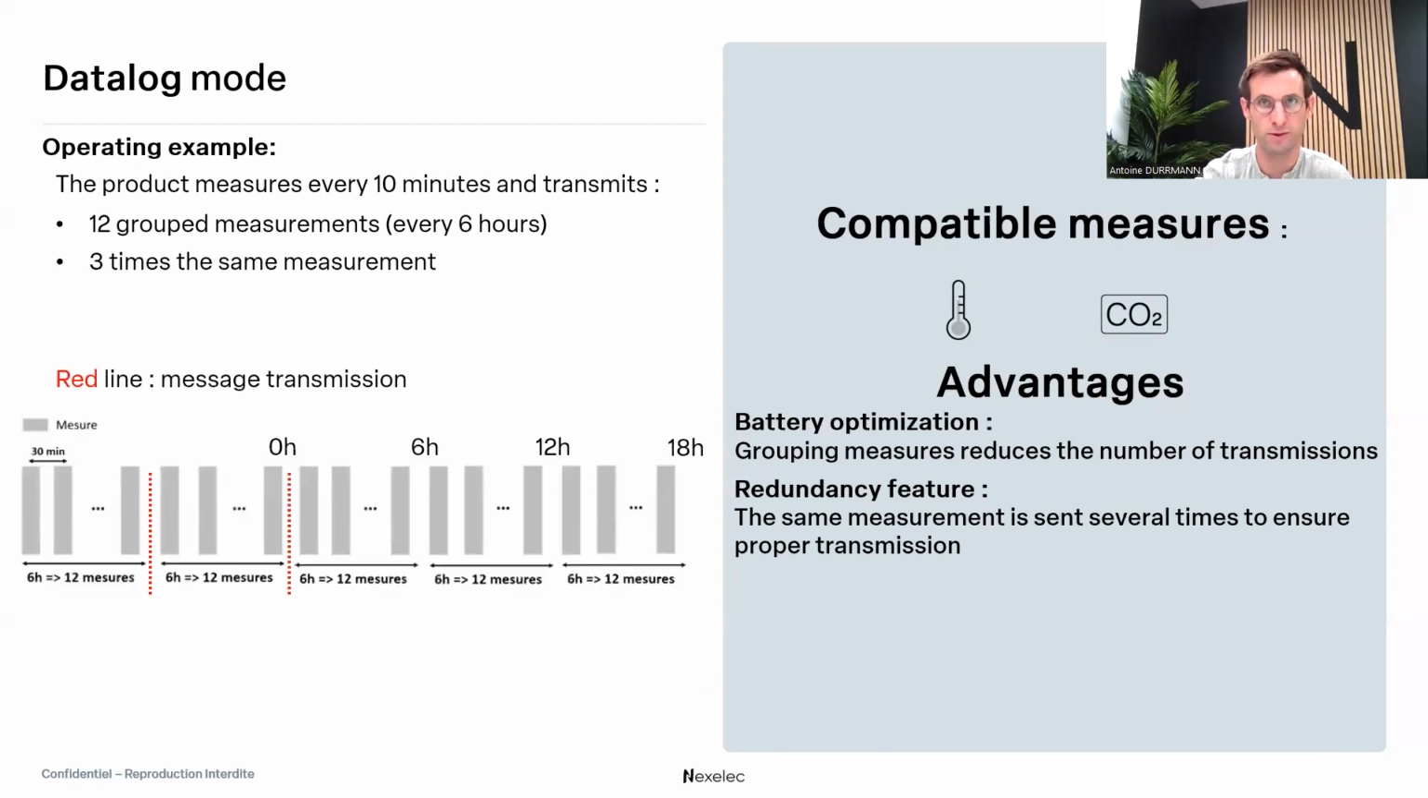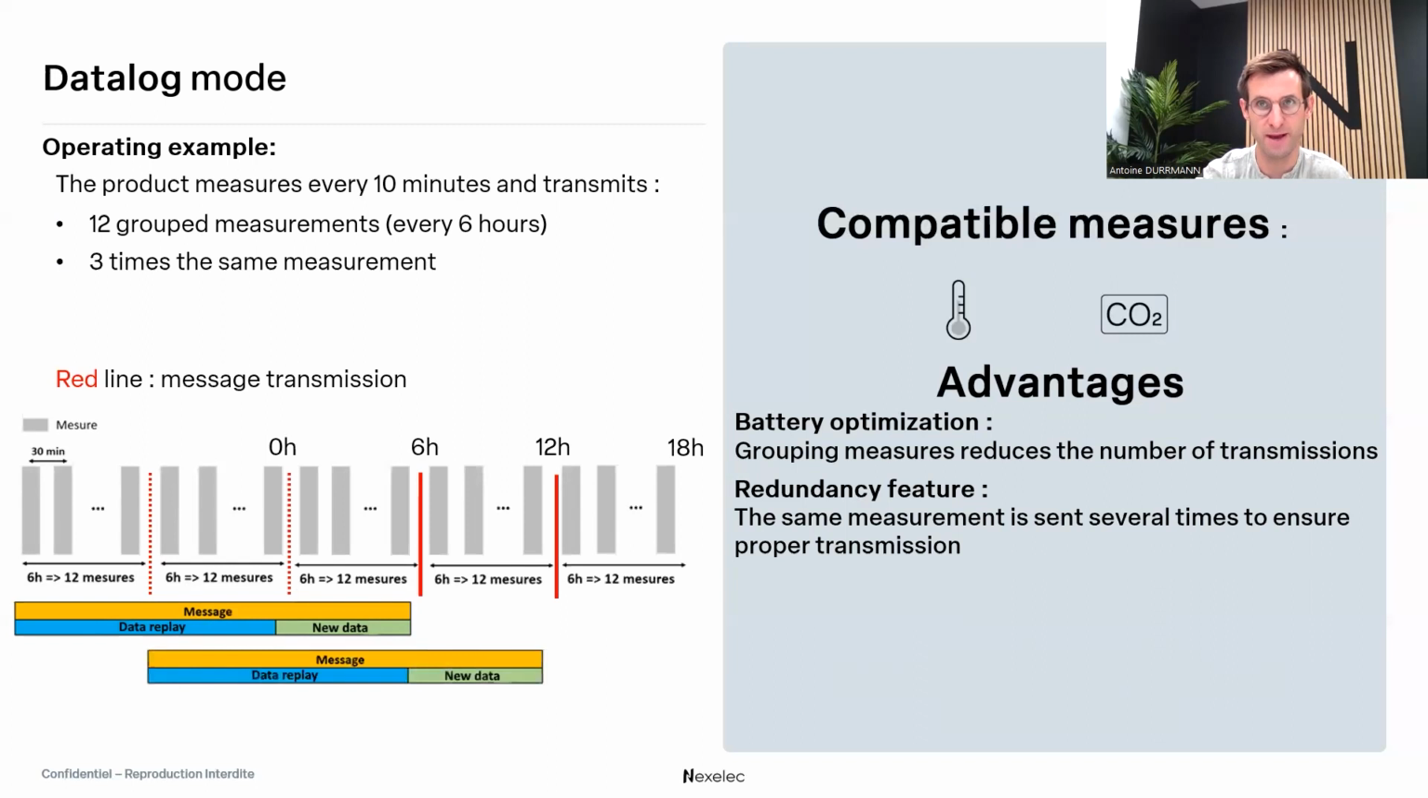The product measures between midnight and 6 a.m. and sends a single message containing the measurements for the last 18 hours. In the same way, at midday and 6 p.m., the product sends the last 18 hours of measurements.